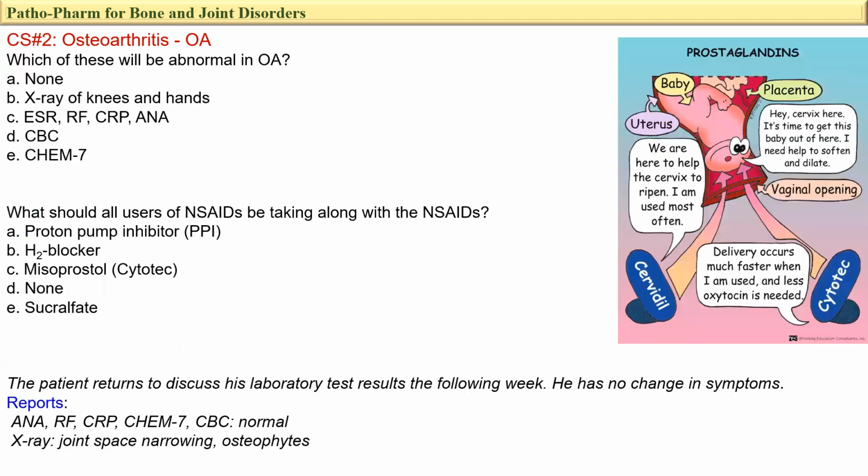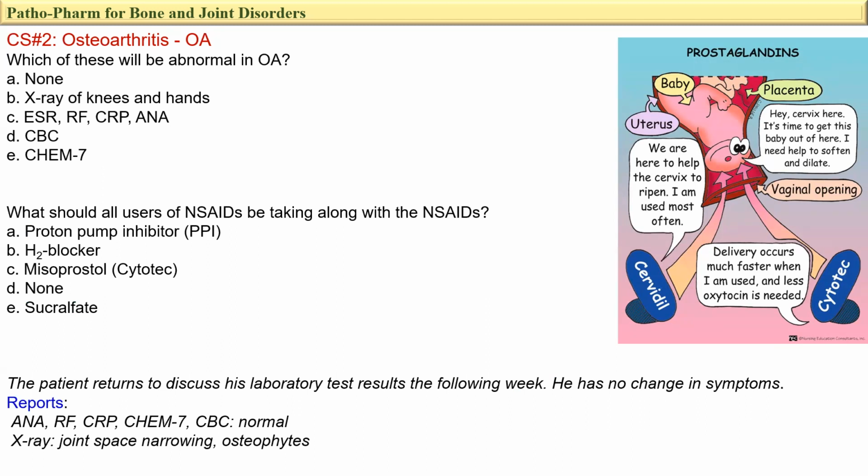So which of these would be abnormal in osteoarthritis? Actually, none. You are not doing these tests because you expect anything to be abnormal in osteoarthritis. Quite the opposite, you're trying to rule out. If any of them is abnormal, it is likely not an osteoarthritis.